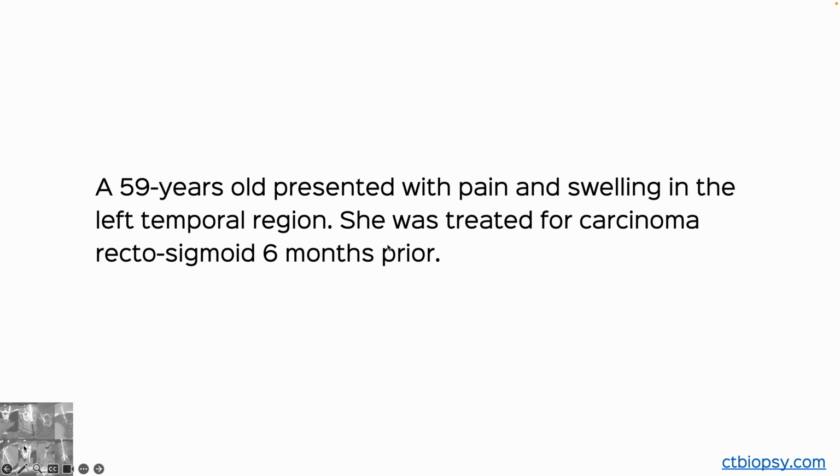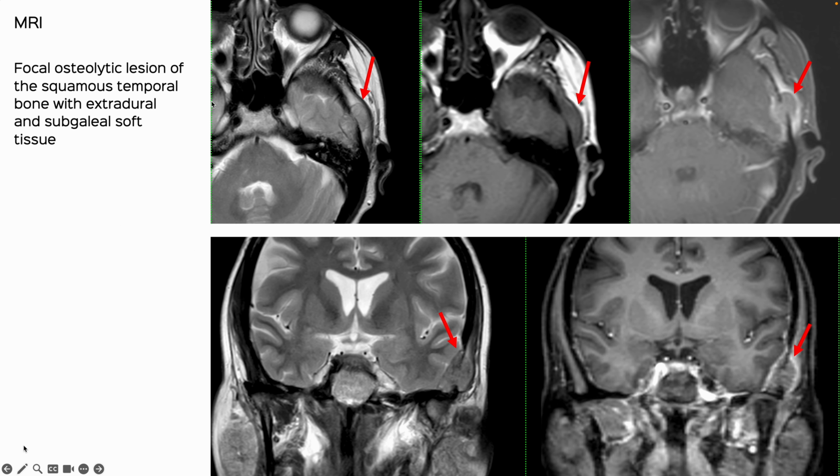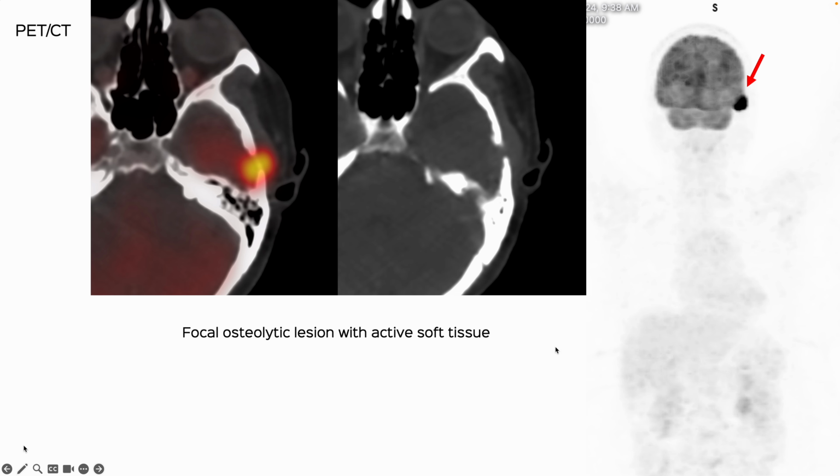So, this 59-year-old presented with pain and swelling in the left temporal region. She was treated for carcinoma recto-sigmoid 6 months prior. You can see on the MRI there is an osteolytic lesion in the squamous temporal bone with soft tissue on both sides, a little necrotic, and the PET CT showed the same thing.